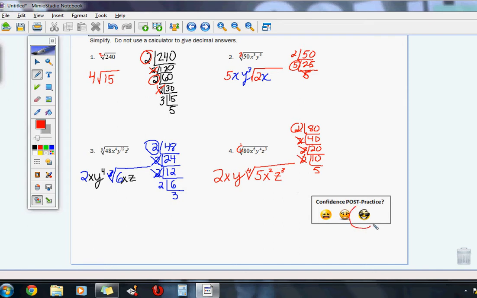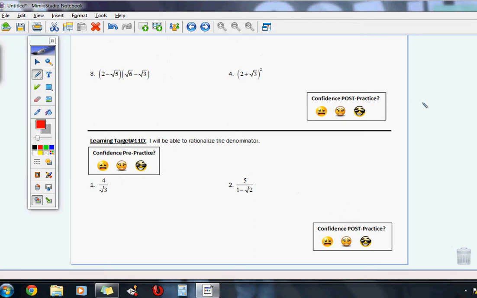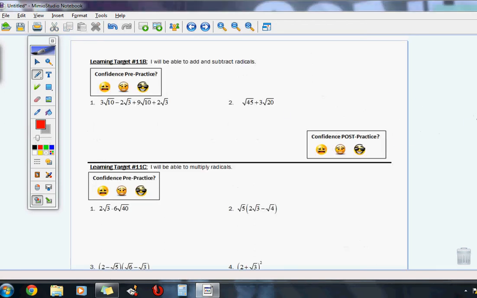Okay, I am feeling this with the radicals. All right, moving along here. We're going to keep going with this radical concept. Hold on a second. Okay, there we are.